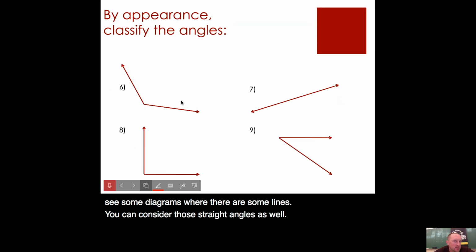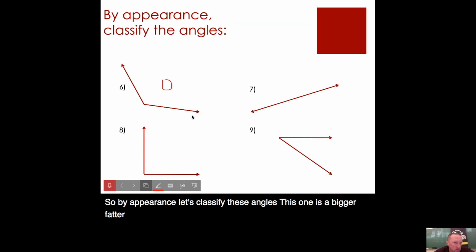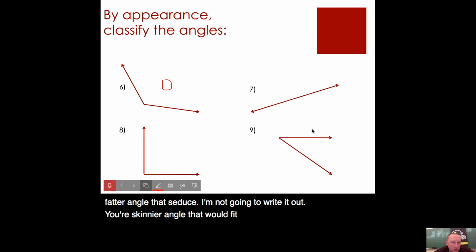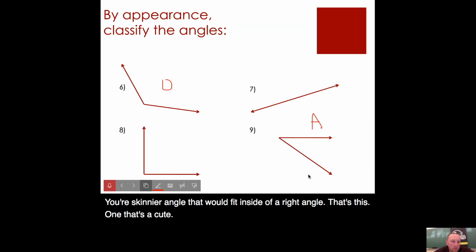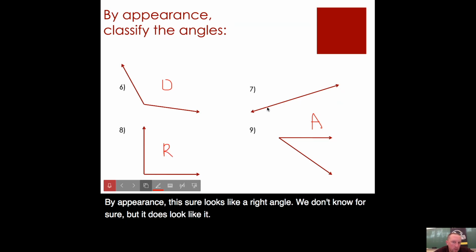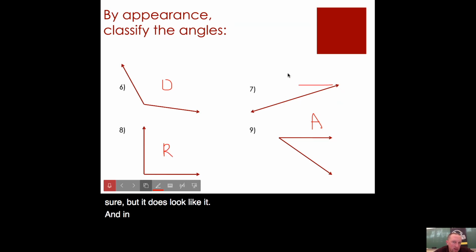So by appearance, let's classify these angles. This one is a bigger, fatter angle. That's obtuse. I'm not going to write it out. Your skinnier angle that would fit inside of a right angle, that's this one. That's acute. By appearance, this sure looks like a right angle. We don't know for sure, but it does look like it. And then this one is a straight angle.